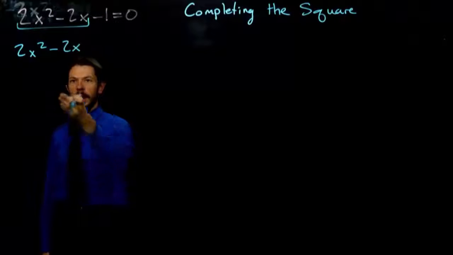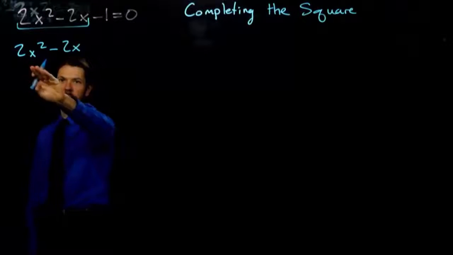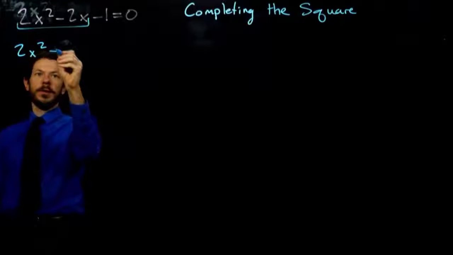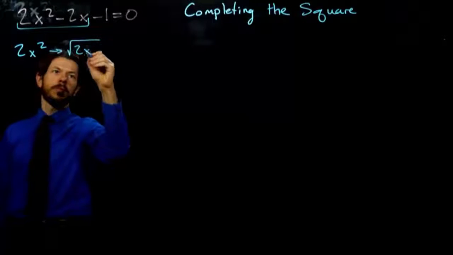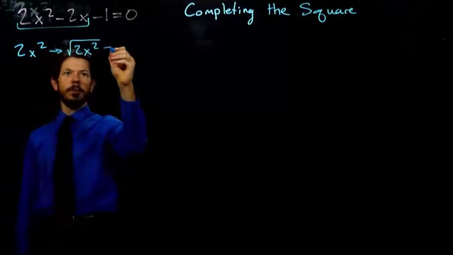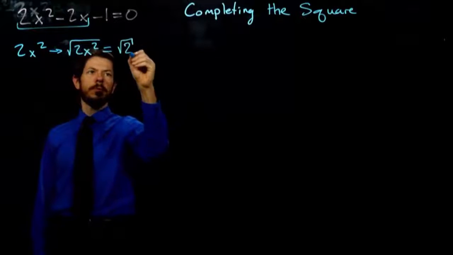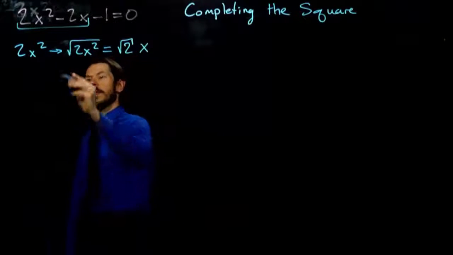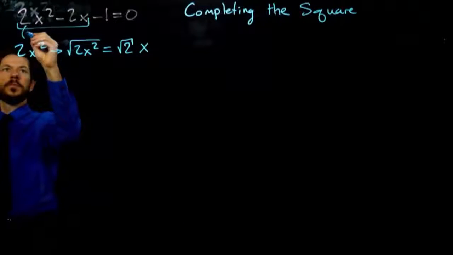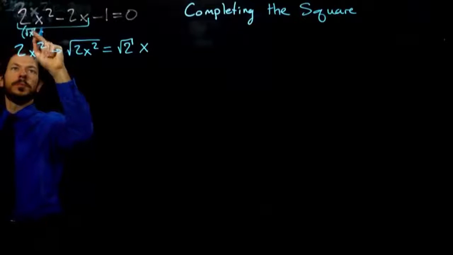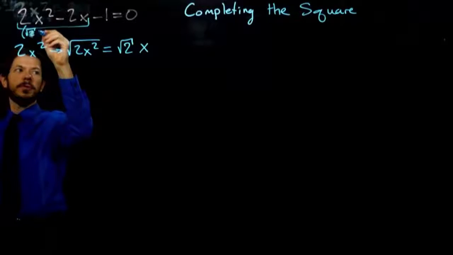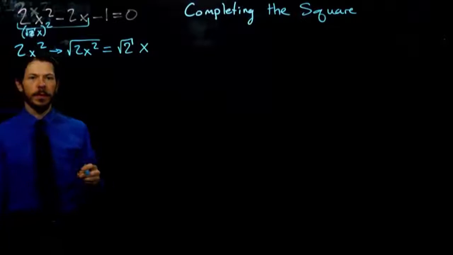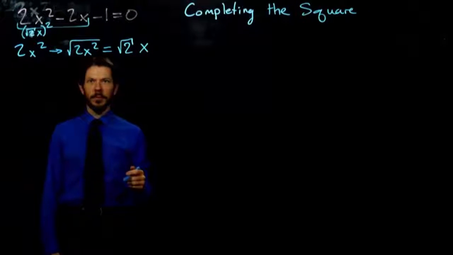And what I want to look at first is this 2x squared. So let's just look at it, and I'm going to take the square root of it, which is going to get me the square root of 2 times x. Okay, that's the first part. Square root of 2, not square root of x, square root of 2x squared. Right there, that's the first part in our completing the square problem.